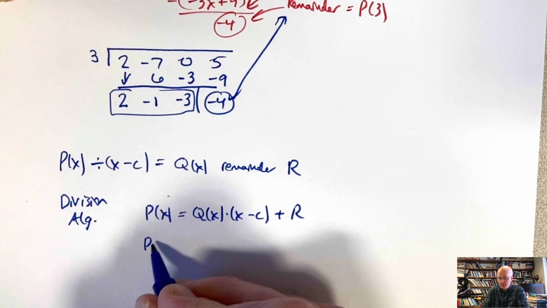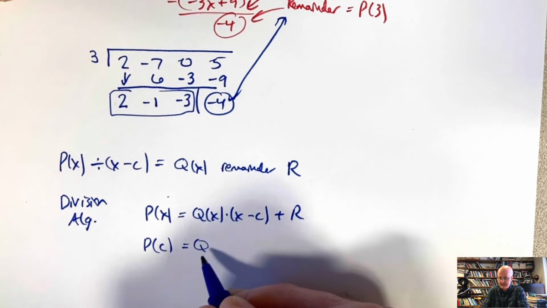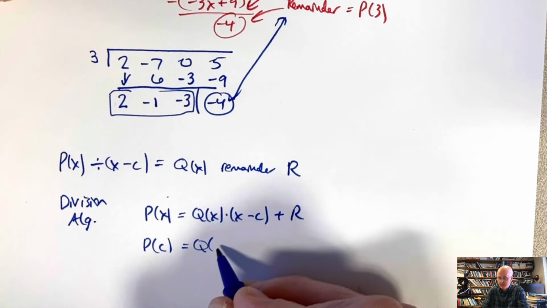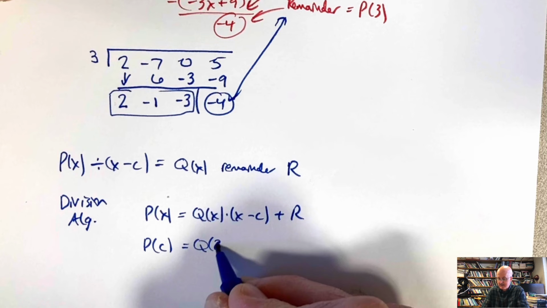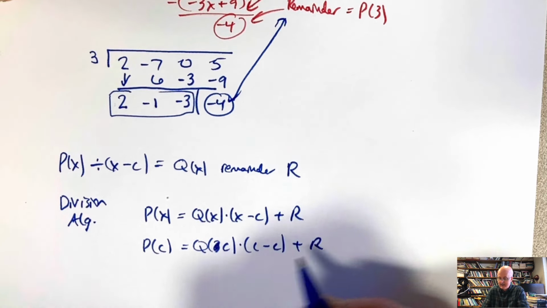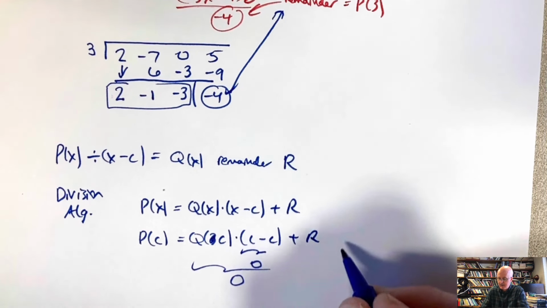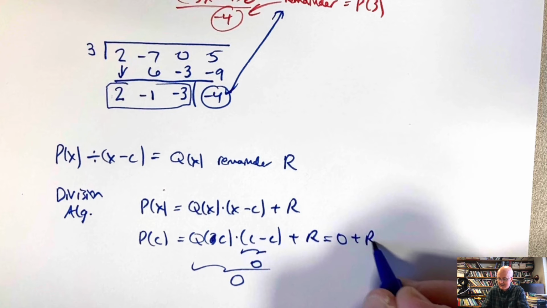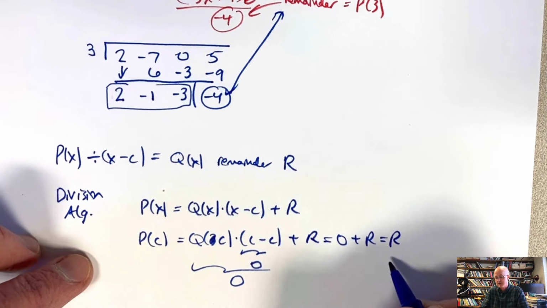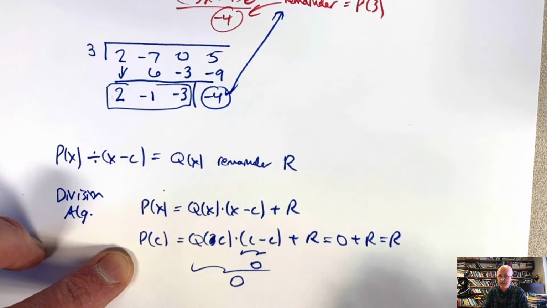What happens when you replace x with c on both sides here? Pretend c is a specific number, like in our case, x equals 3. P of c will be q of c times c minus c plus r. C minus c is 0. So this entire thing here is 0. I get 0 plus r is r. There we have it. The remainder that I get when I do the division is the same as the function value p of c. This is why it works.